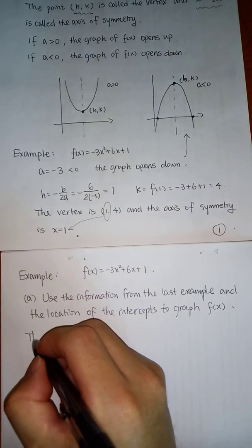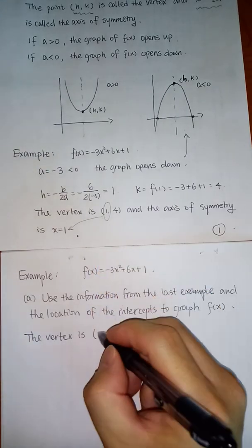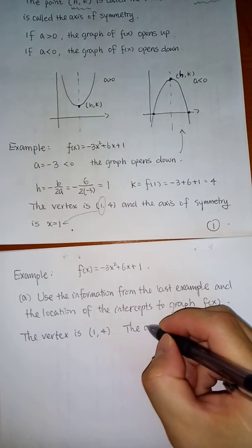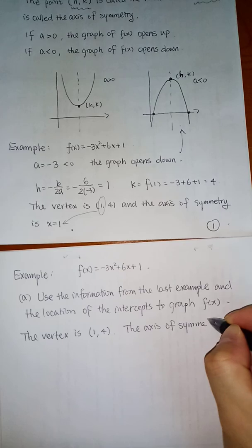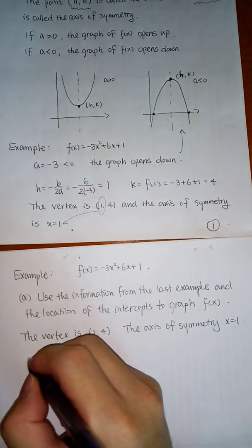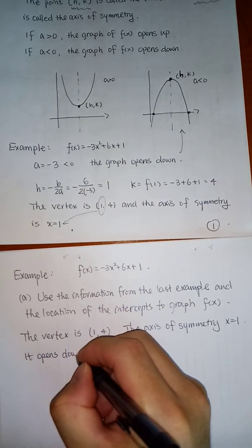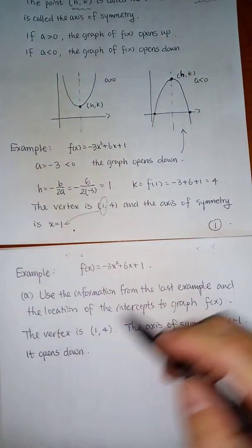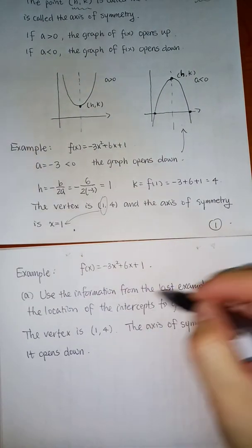So the vertex, we got it, it is (1, 4). The axis of symmetry is x equal to 1. It opens up. Sorry, it opens down. Did I write it? Opens down, yes. A is negative 3, so it opens down. Okay, so that's the information from the last example.